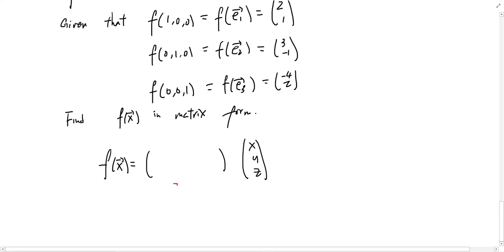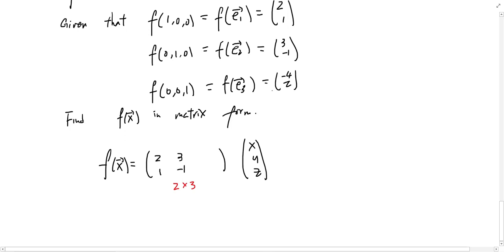A 2 by 3 matrix. And so therefore we have 3 columns. And each column is a vector in R2. And guess what? We have 3 vectors in R2. So we just have to orient them correctly into a matrix. And how I do that is based on the standard basis. Standard basis vector e1 goes to the first column. So therefore (2, 1) would be our first column. Standard basis vector e2 will form the second column.